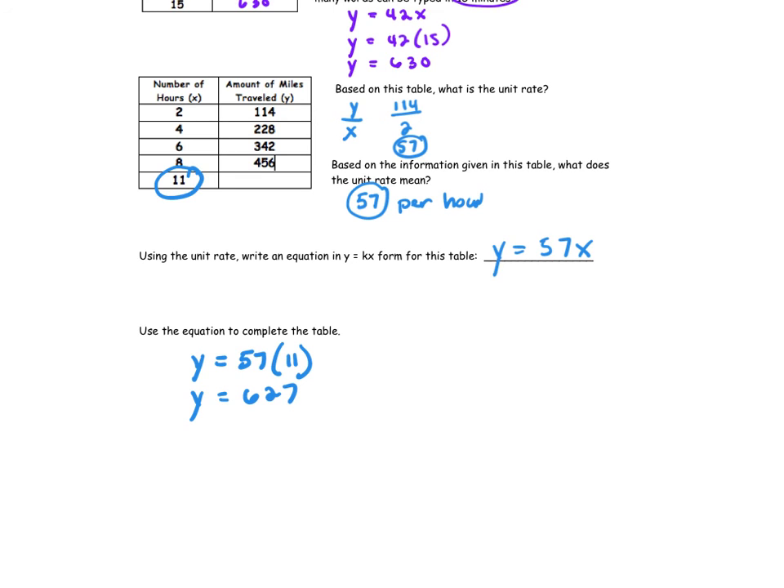What does 627 mean? Well, we just found the y value that matches 11. So 627 would go in this y column, and my label for my table helps me decide that 627 is referring to the amount of miles. So 627 miles traveled in 11 hours.